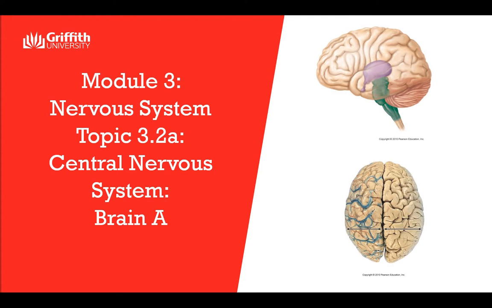Welcome back to Module 3 of Anatomy and Physiology Systems 1, the Nervous System. Topic 3.2 will cover the central nervous system. If you open your workbooks to Module 3, try to answer as many questions as you can as the mini-lecture progresses. This is Part A of the central nervous system, where the focus is on the brain.